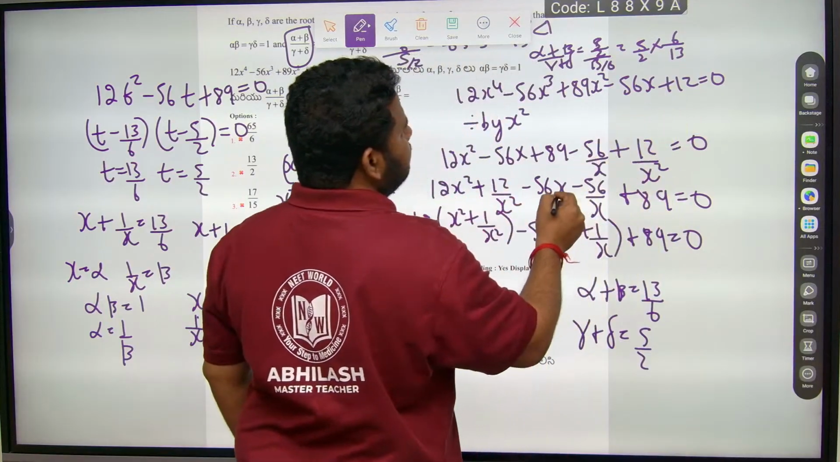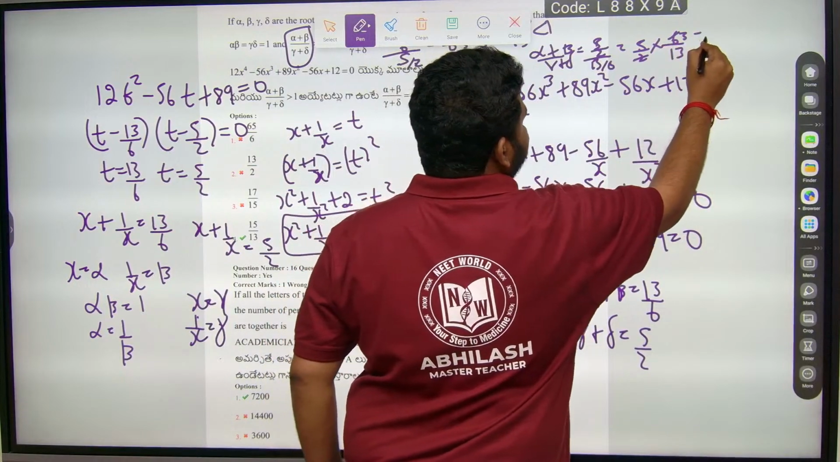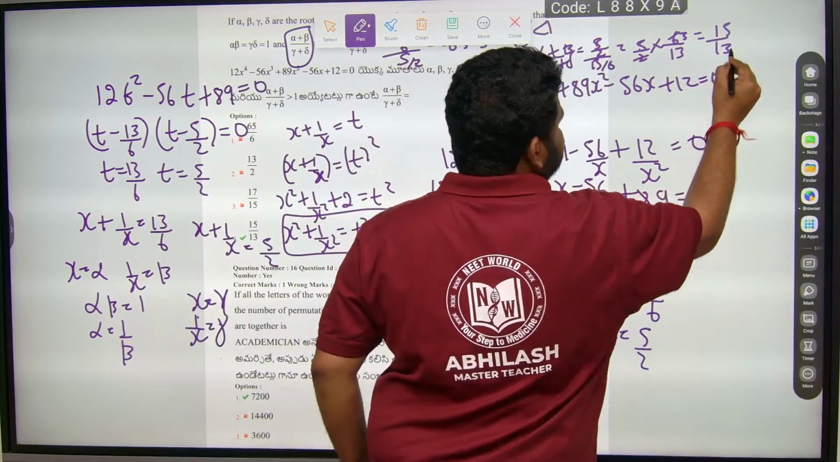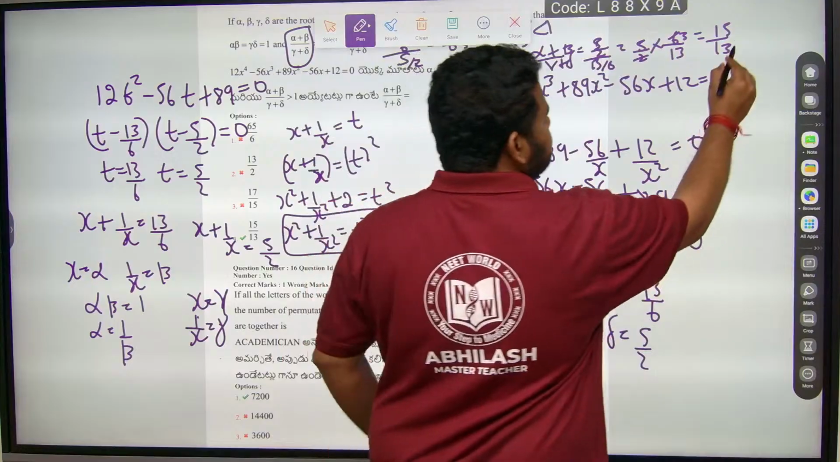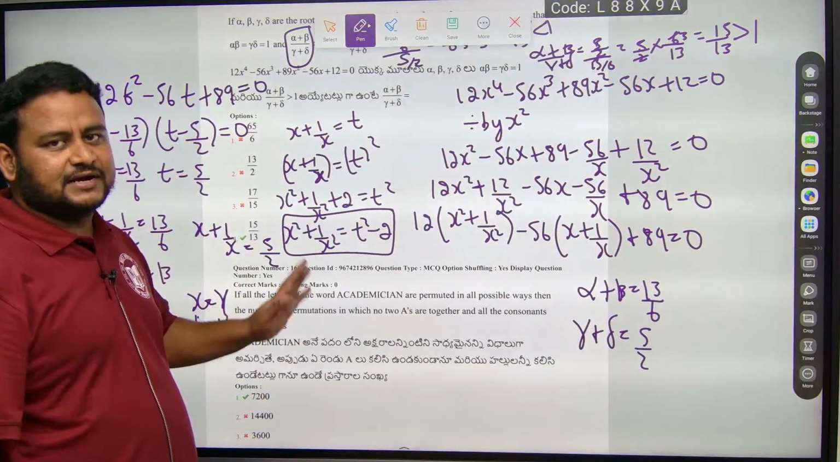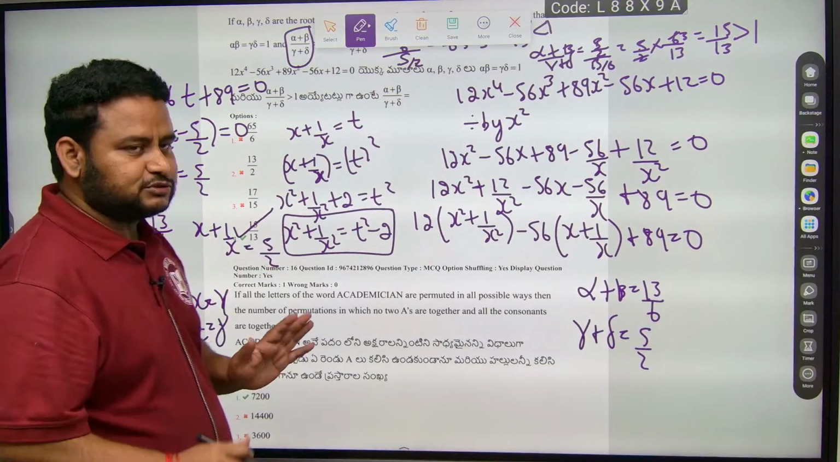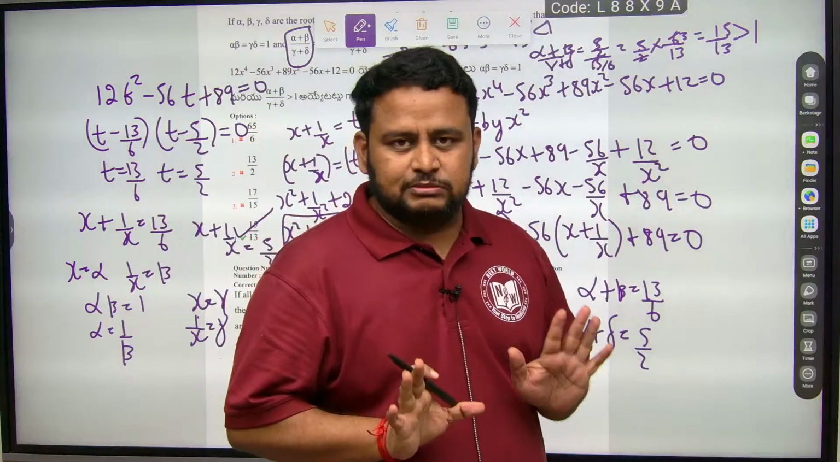Okay, 5 by 2 into what? 6 will go up, 13 will come down. So this one, the 2 3s are, so this will give me what? 5 3s are 15, 15 by 13. This is actually greater than 1. So this is my answer. So alpha plus beta by gamma plus delta, the answer is 15 by 13. That is option 4, the right answer, friends.